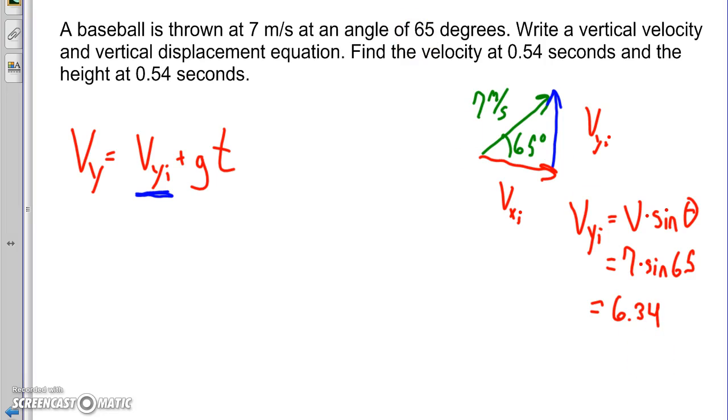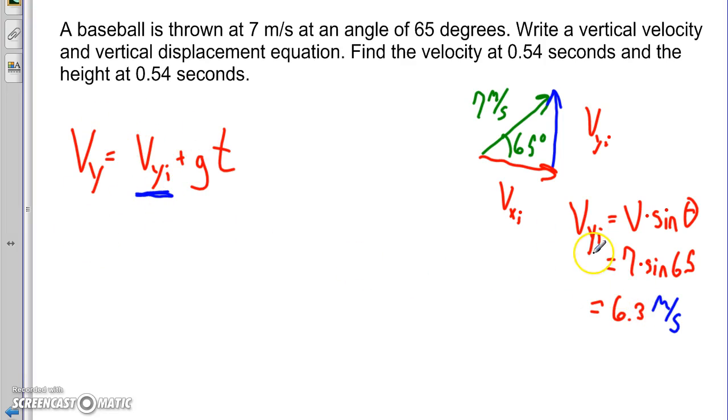Actually, let's just do 6.3. Only because a lot of times on the Google form sheets that I'm asking you to do, I ask you to round to 1. So I'll round to 1 as well. 6.3 meters per second. Great. So that's my vertical component. Let's go back over here and finish writing this equation.